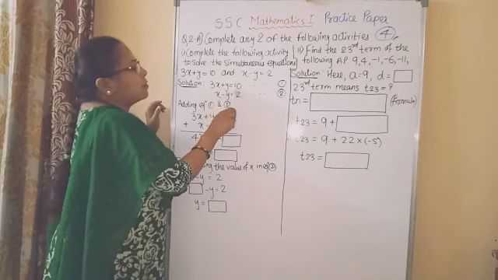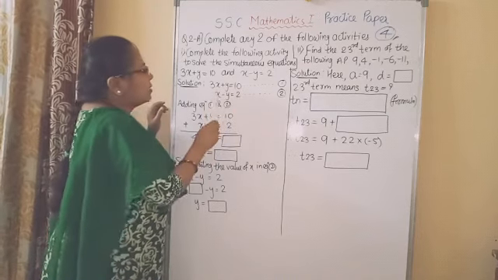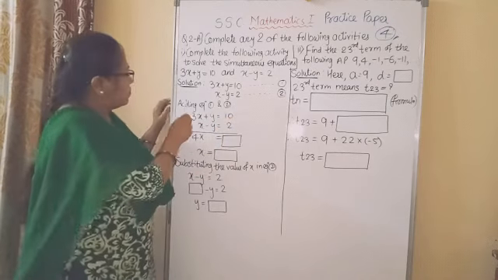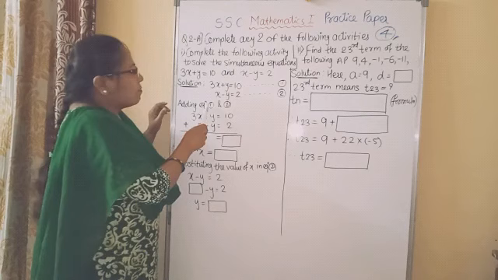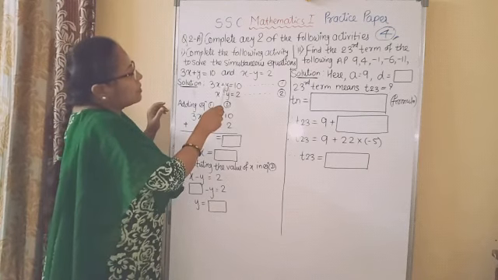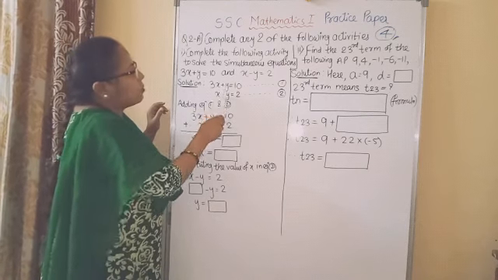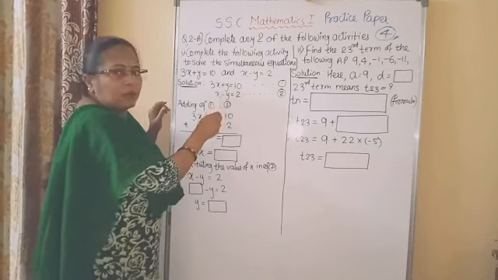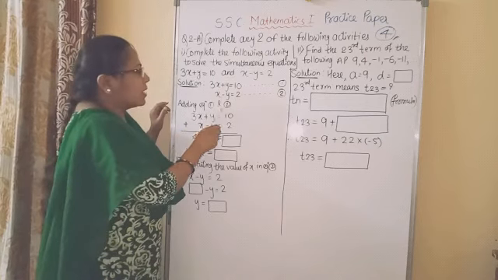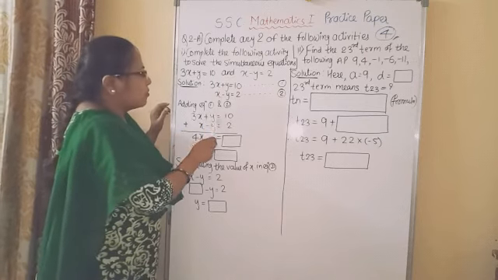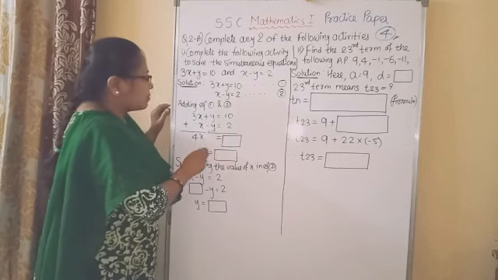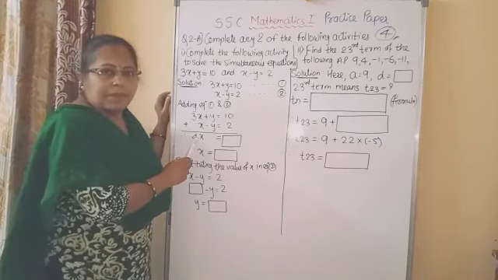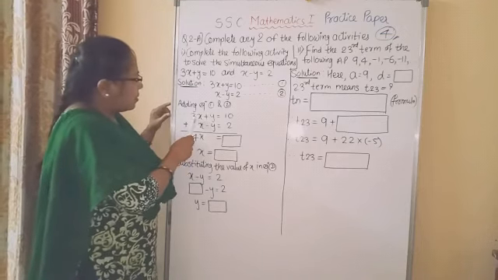3x plus y equal to 10. Equation number 1. x minus y equal to 2. Equation number 2. Adding equation 1 and 2. So here you can see y variable is having same coefficient and they are having plus minus sign. So here we have to add the equation. Adding equation 1 and 2. 3x plus y equal to 10. First equation. x minus y equal to 2. Second equation. So here like algebraic expressions we have to add here.